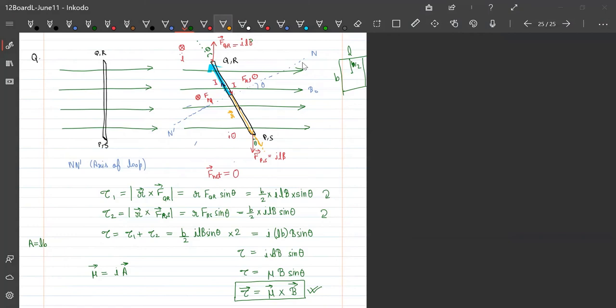I think the notation we used last time is M, so I'll write M. The M vector, that is the magnetic dipole moment, is M cross B. Sir, for tau 2, we are taking force of PS, right? Yes, tau 2 is for the force on PS.